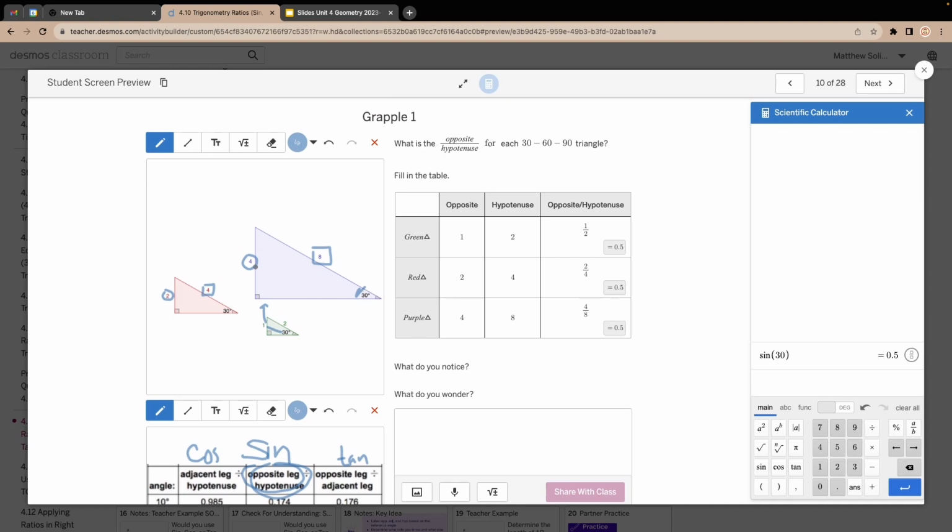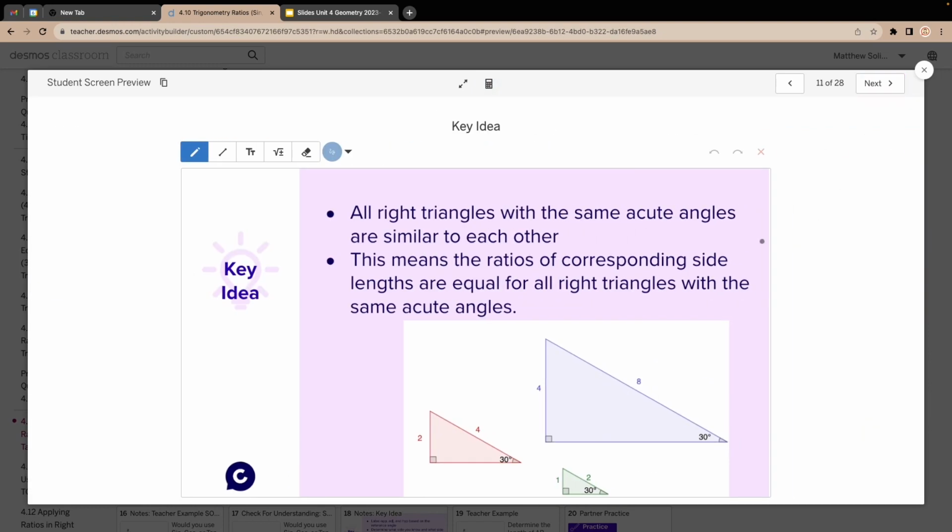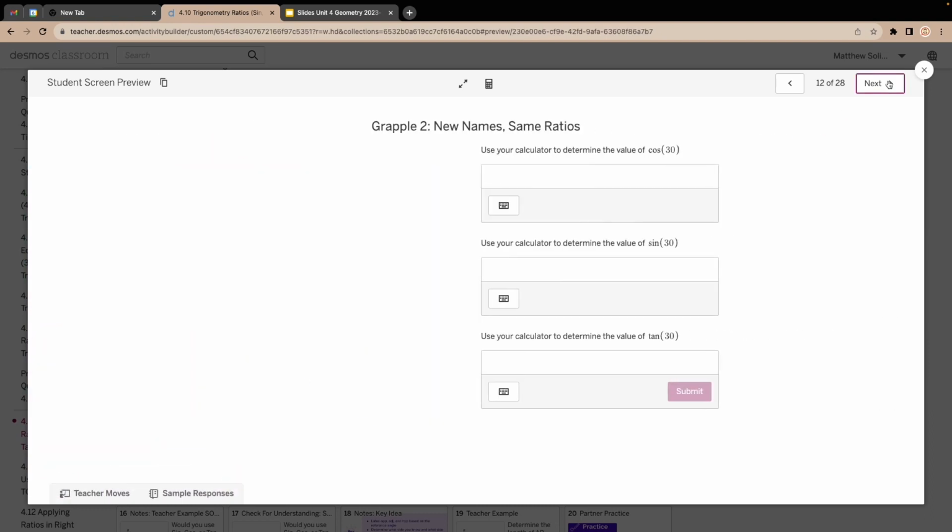So for 30 degrees, opposite divided by hypotenuse is always 0.5. We see that. So sine of 30 is 0.5. It's just naming that table. That's all it is. It seems confusing, but that's where it's coming from. So here's the key ideas that we just talked about. Make sure you see it in your notes.